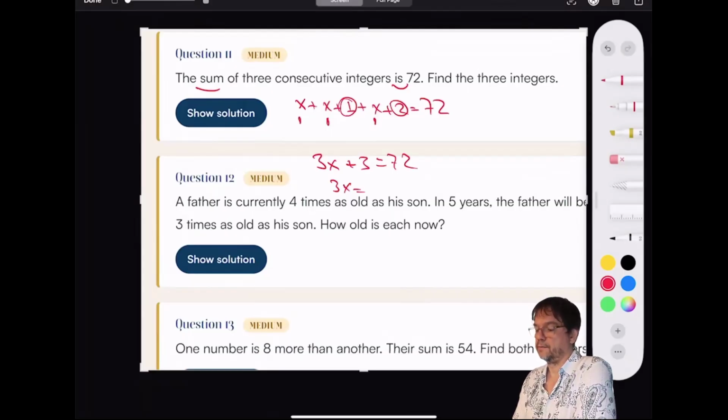Divide 72 by 3. It's going to be simple. 72 divided by 3, how much? 24. What do I do now? Divide 69 by 30. Great. That is 23. Is that okay? Yeah.